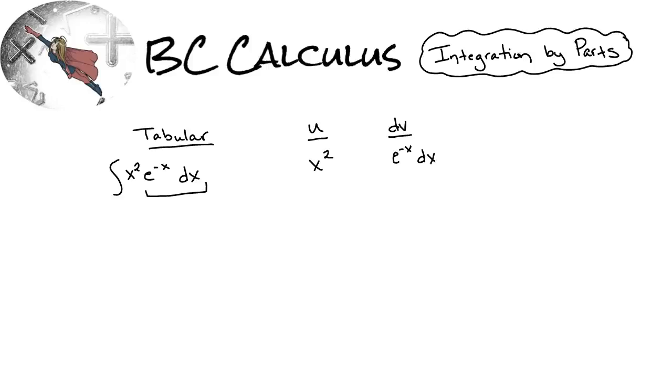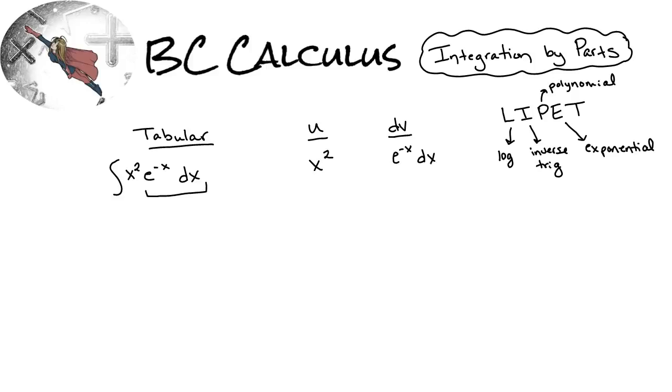There's also an acronym you can remember, LIPET, L-I-P-E-T, which helps you remember which order to pick the u in. Let's just write this out. L stands for log, I stands for inverse trig functions, like if you had sine inverse or cosine inverse. The P stands for any polynomial, like the x squared that's in our problem. The E stands for exponential, which would be like the e to the negative x.